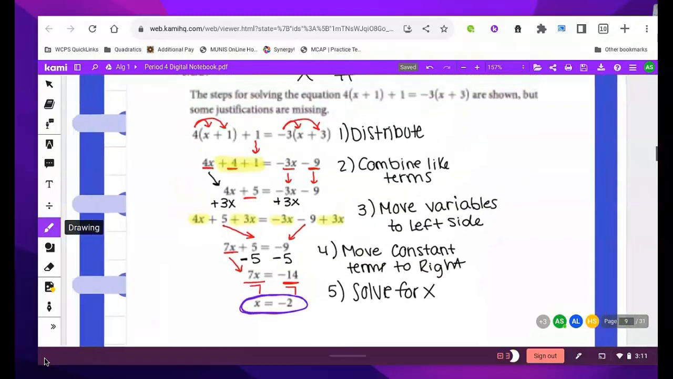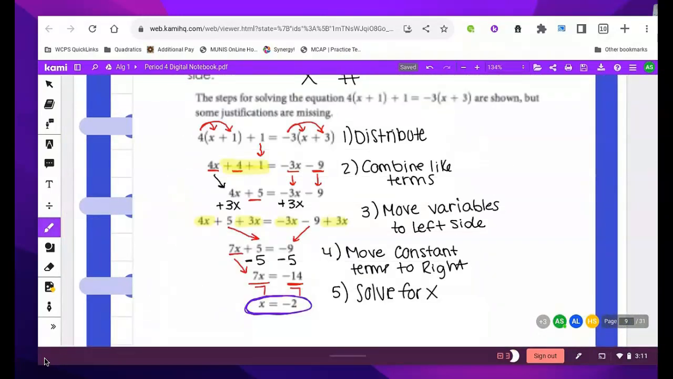Now I want to go back, and just like we did in the other videos, I want to substitute that negative 2 back into our original equation. So we had 4 times (negative 2 plus 1), and that's equal to negative 3 times negative 2 plus 3. So we do parentheses first. Negative 2 plus 1 gives me negative 1. So I'll bring down my 4, bring down my positive 1, bring down my equals negative 3, and then negative 2 times negative 3 plus 3 is positive 1.